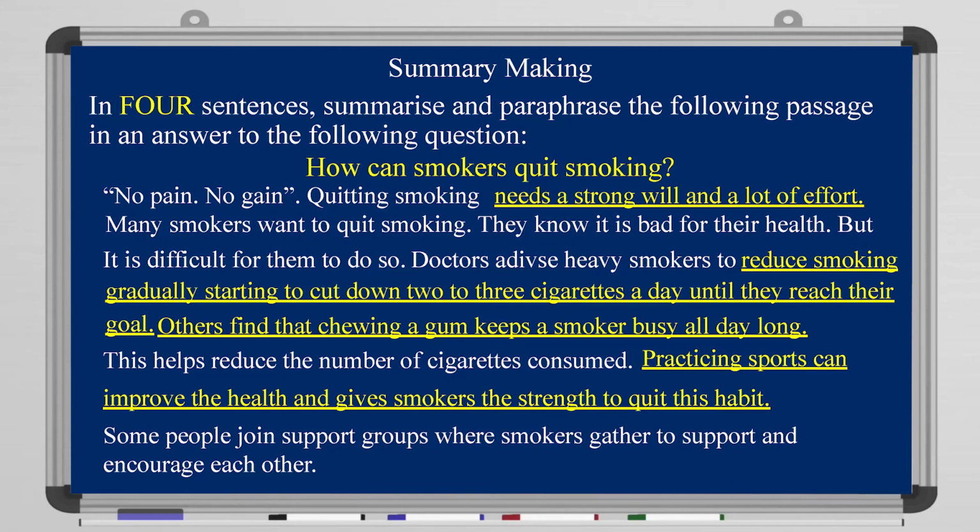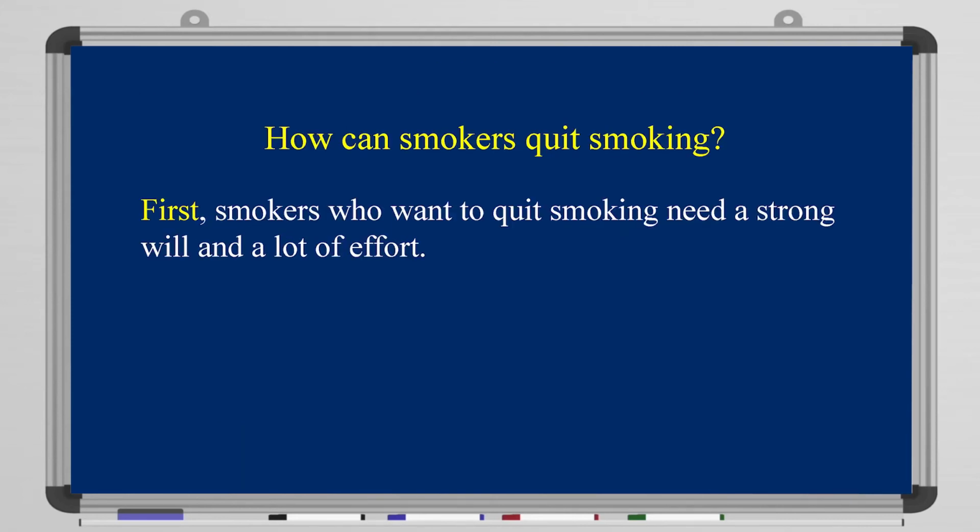So we have here 4 ideas and 4 answers of how to quit smoking. So now we're going to put these examples and ideas in use. So for example, first we used the joint word to join the sentences, right? I gave you earlier today. Smokers who want to quit smoking need a strong will and a lot of effort.